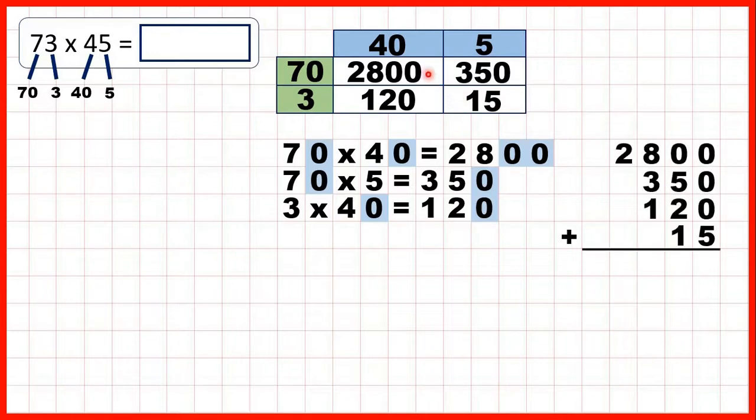So now we just add up the numbers that are on the grid, and when we do that, we get our answer 3,285.